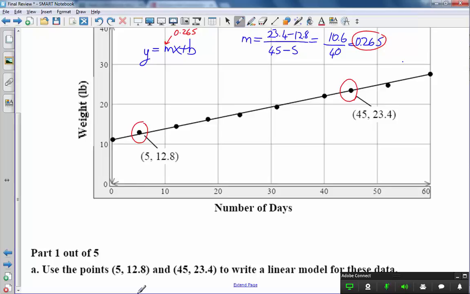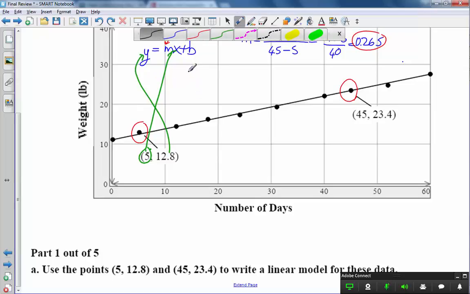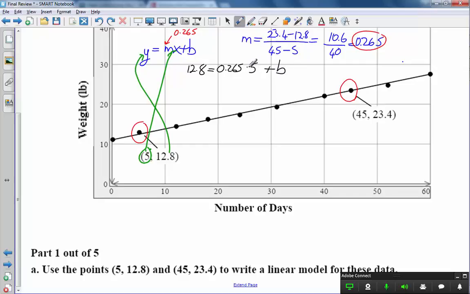0.265. Well, how do I solve for B now? I need to get B. We will use any one of these dots in X and Y, so I go with the easier numbers. These look easy. So 5 goes into X, 12.8 goes into Y, and solve for B. So again, 12.8 equals 0.265 times X, which is 5, plus B. Multiply 0.265 by 5, subtract from 12.8, we're all done.